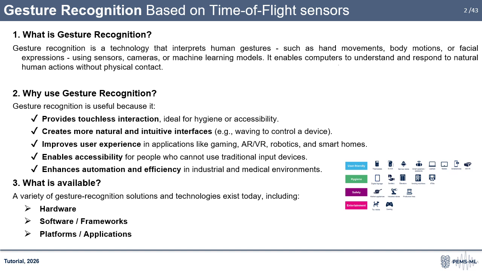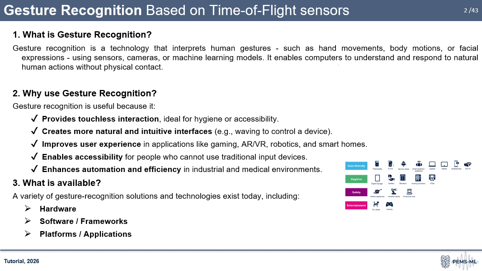Why is gesture recognition important? First, it enables touchless interaction, which is crucial in medical settings, industrial environments, and public spaces where hygiene and safety are essential. Second, gestures are intuitive because humans naturally communicate with movement. This reduces the need to learn complex interfaces and improves user experience. Third, gesture recognition enhances accessibility, allowing people with physical disabilities to interact with systems that would otherwise be difficult to use.